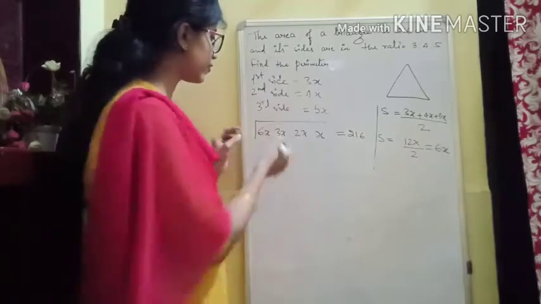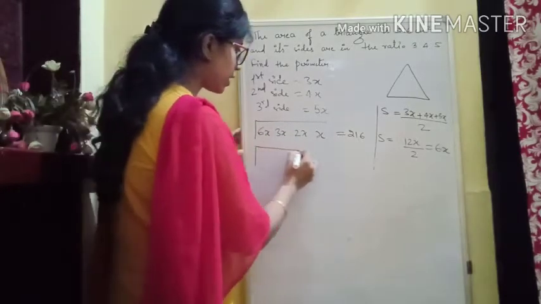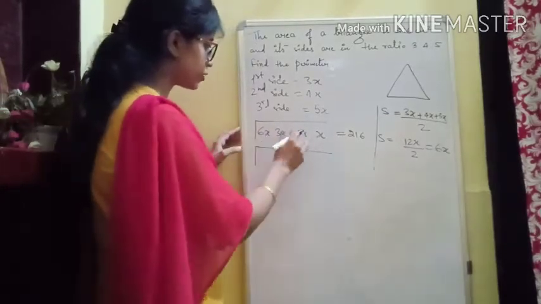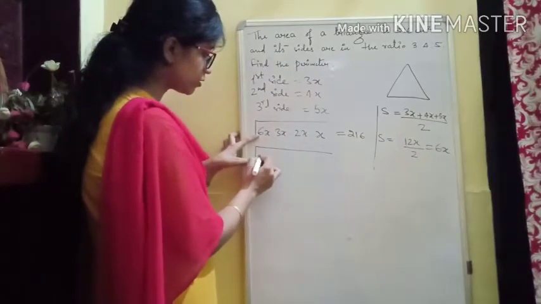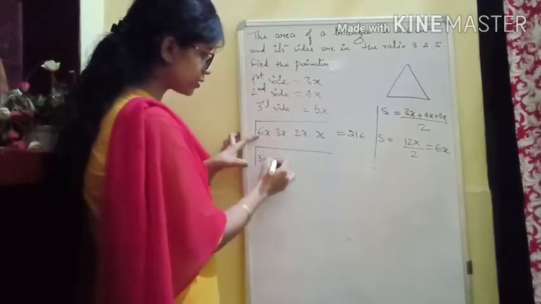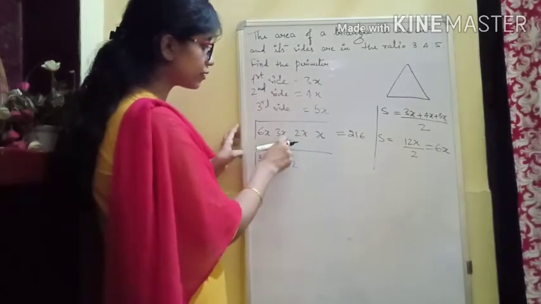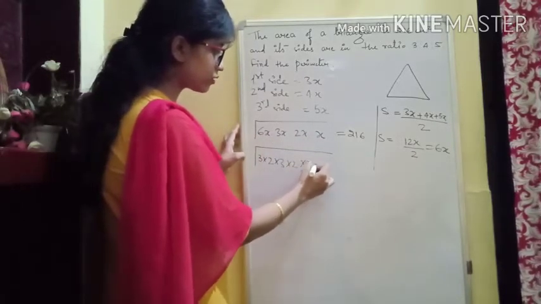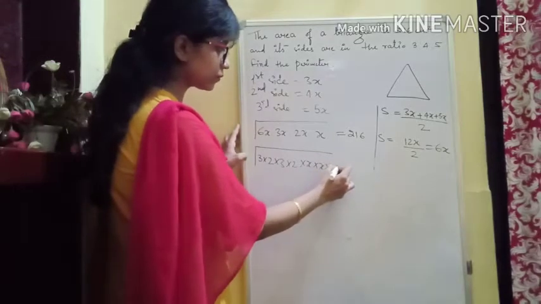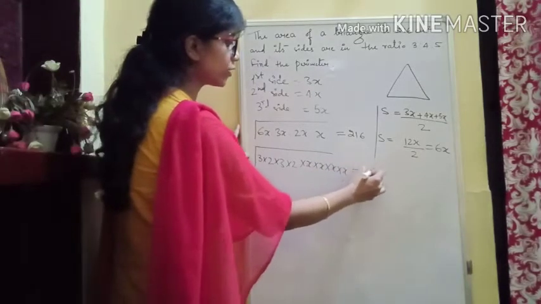Now we have to simplify the square root. You can do it. I am taking these numbers together. So 6 we can write as 3 into 2, then this number 3, then we have this 2, and then we have x 4 times. So we can write x into x into x into x, which is equal to 216.